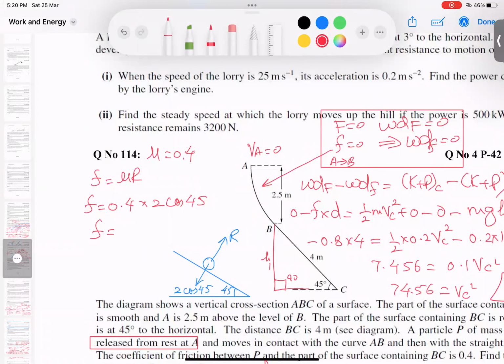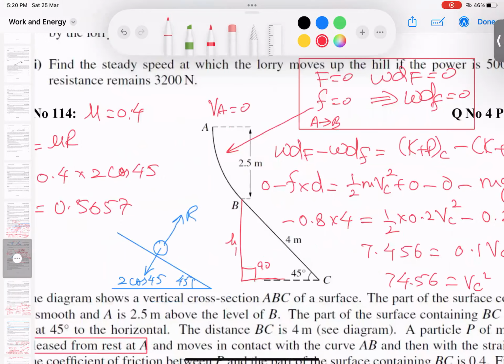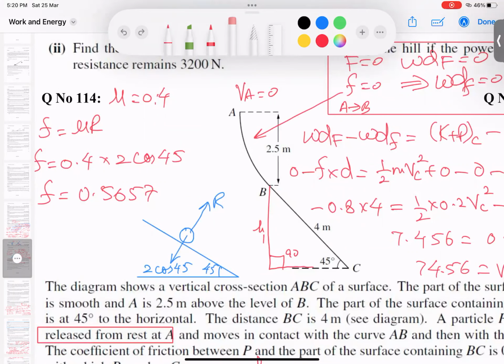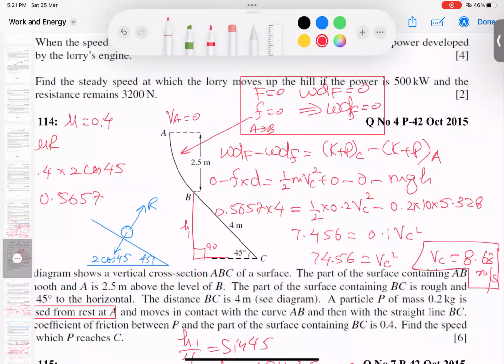And my answer is coming 0.5. Let me recheck. Yeah, 0.5657 friction force. So it means only one effect will come, which is the effect coming here. So I'm erasing it and writing this value, 0.5657. I think now I'm close to my answer. It means this is wrong, even this is wrong, and this is wrong. Okay, so now I'm writing the final answer.